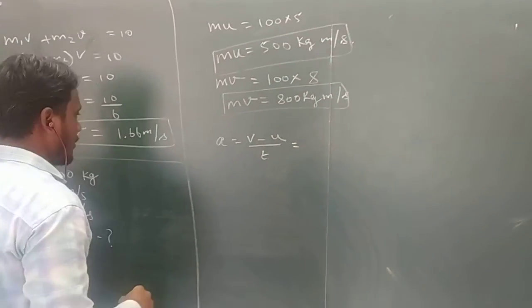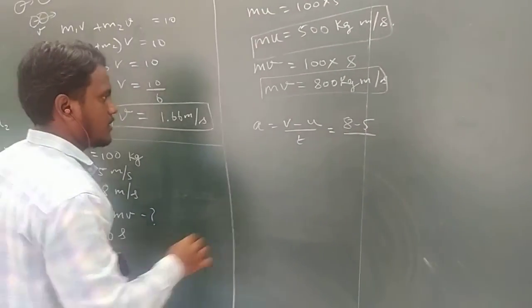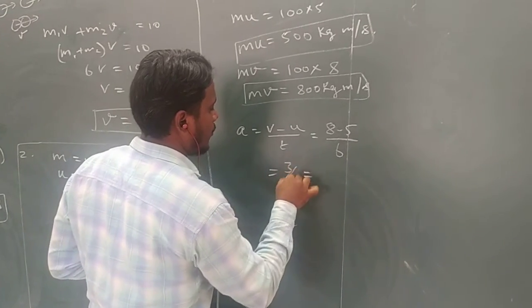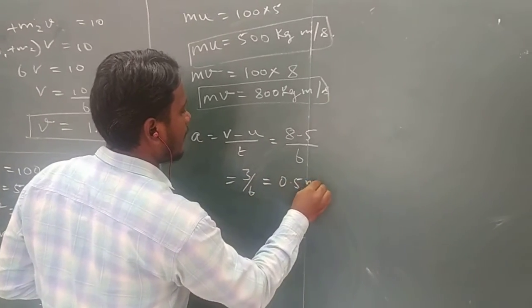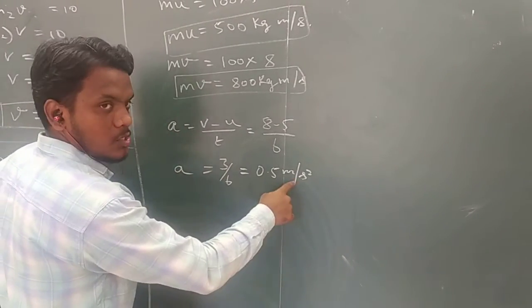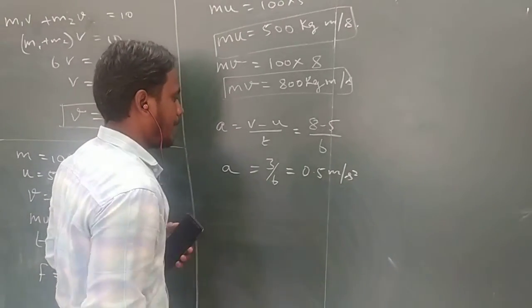What is v? 8 minus 5, 8 minus 5 by t. T is 6. So what is this? This will be 3 by 6, which will be 1 by 2, 0.5 meter per second square. Acceleration unit is meter per second square. So don't forget that. 0.5 meter per second square.